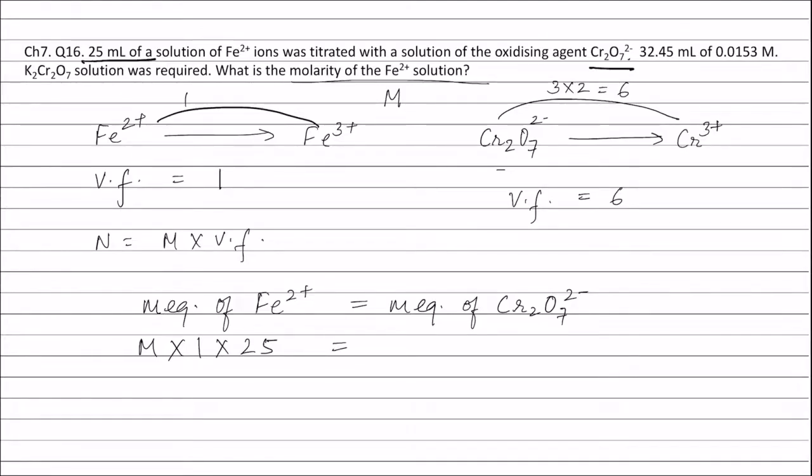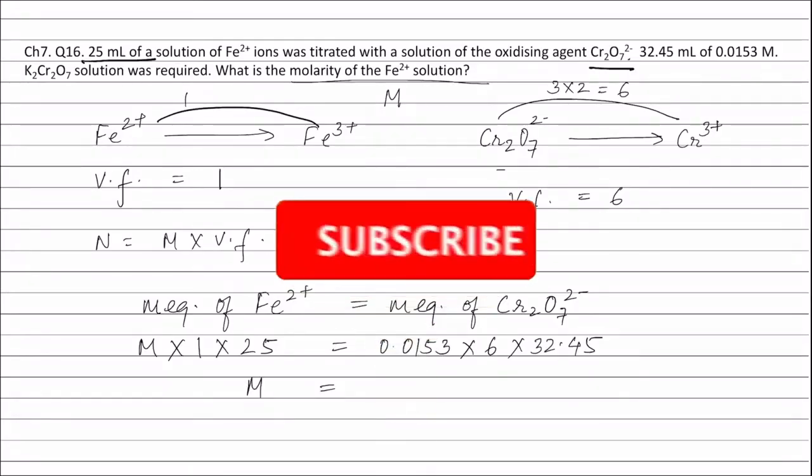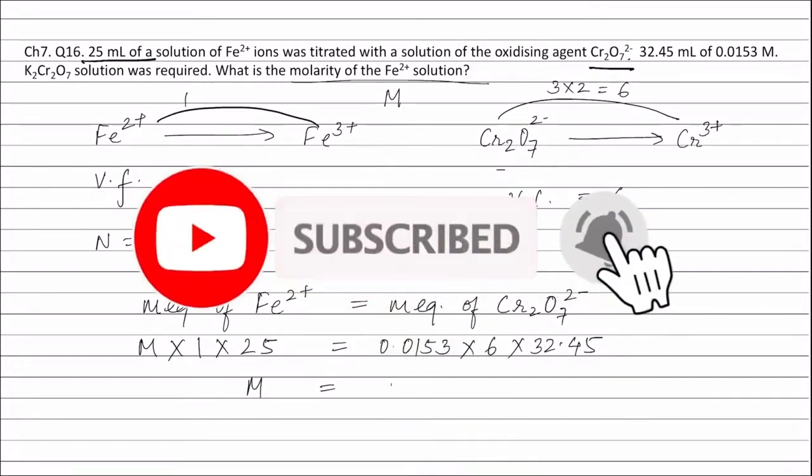Milliequivalents of Cr2O7 2- will be equal to molarity of K2Cr2O7 solution, given as 0.0153 M, into valency factor, that is 6, into volume of K2Cr2O7 solution, given as 32.45 milliliters. Now, solving this equation, molarity of Fe2+ ion solution will be equal to 0.1192 M.